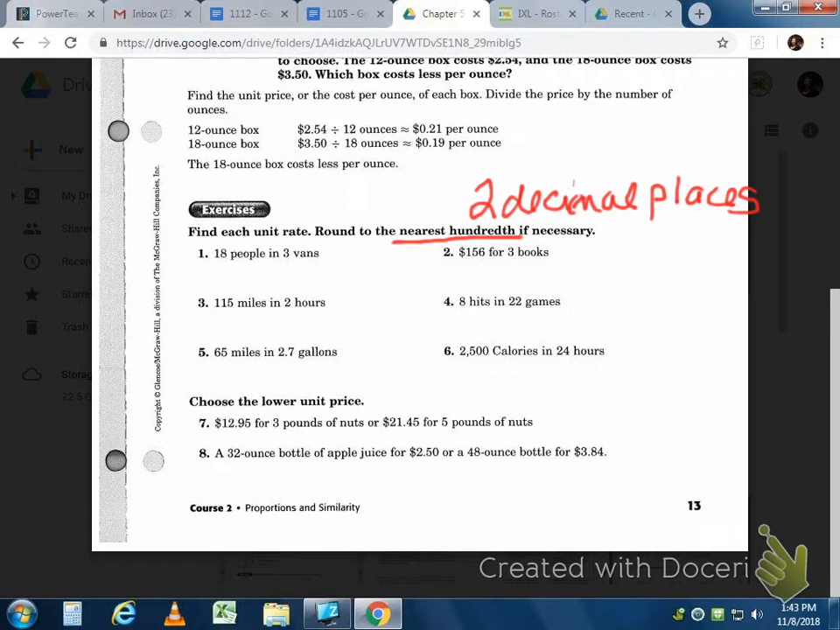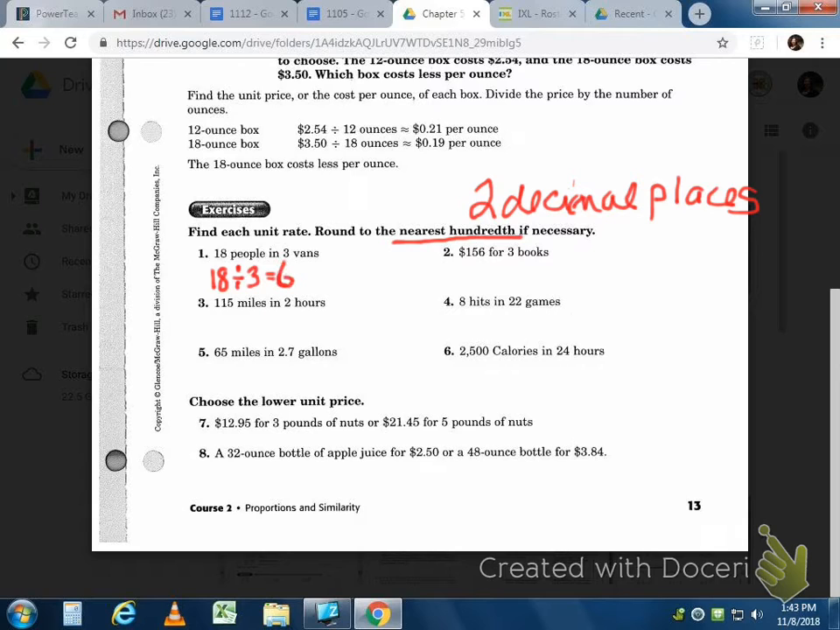Okay, so we're going to look at 18 people in 3 vans. Everybody's going to get their calculator ready. We want to know how many people in 1 van. So to do this problem, Xander, what is the division that we're going to do? So you're going to do 18 divided by 3. Everybody do that with whatever calculator you have right now. 18 divided by 3. And Xander, what do we get?